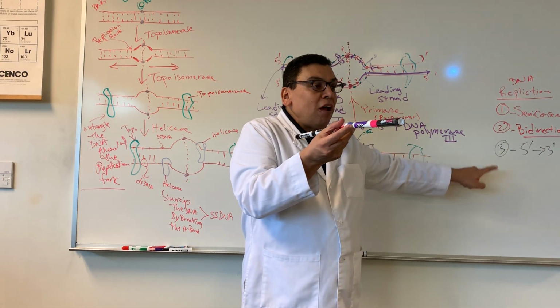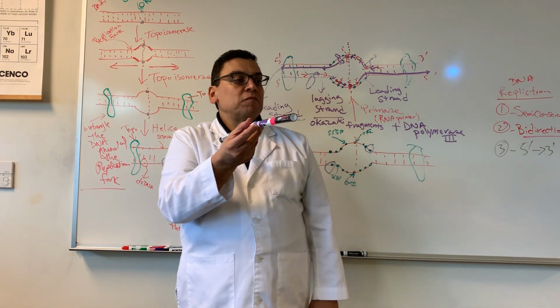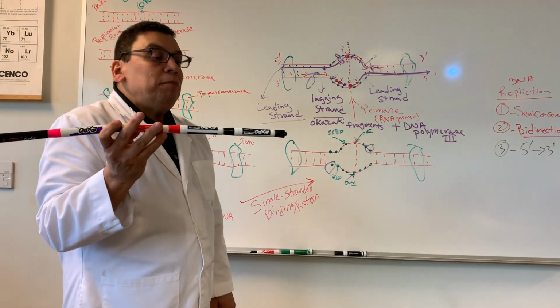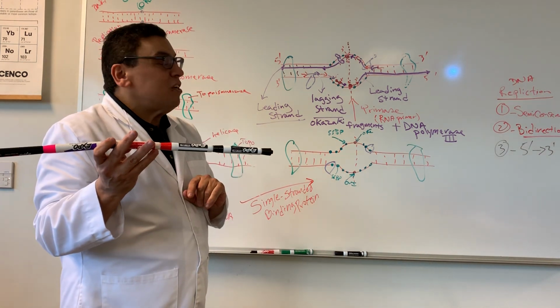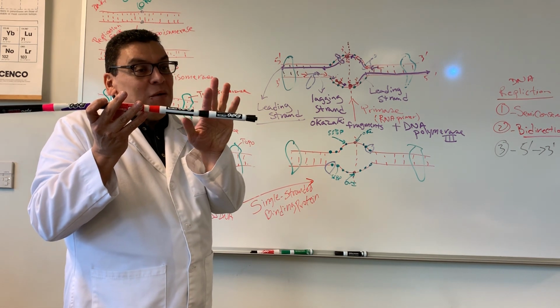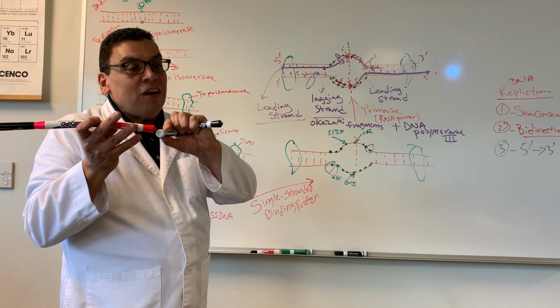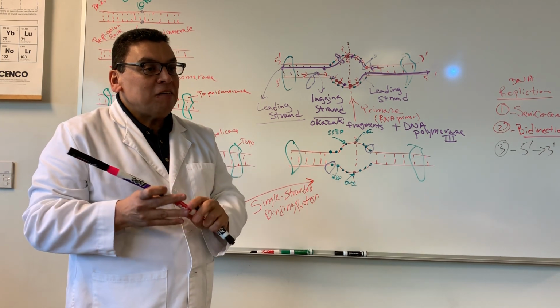5' to 3', because the cap is the phosphate and this part is the hydroxyl. Then the next step is DNA polymerase III's cousin, DNA polymerase I, comes in and says, I don't need this one anymore. What is that? That's the RNA primer. I don't need this one anymore. And it breaks it down and replaces it with DNA.